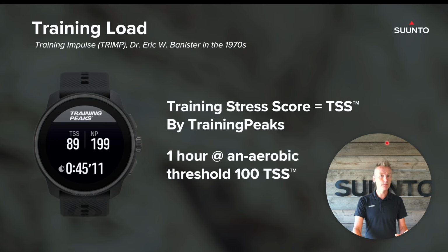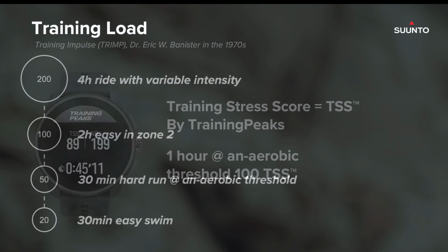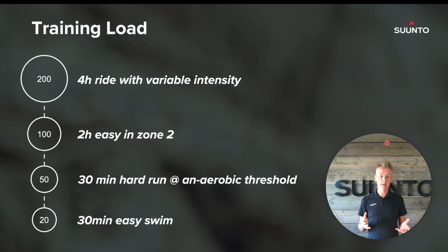It's quite simple to understand when you know just a basic model. So for example, let's say that you do a 30-minute easy swim. The TSS score could be from 20. Then when you do a 30-minute hard run, like fast pace around anaerobic threshold, your TSS score could be 50. But if you do a 2-hour Zone 2 ride, it can be 100.